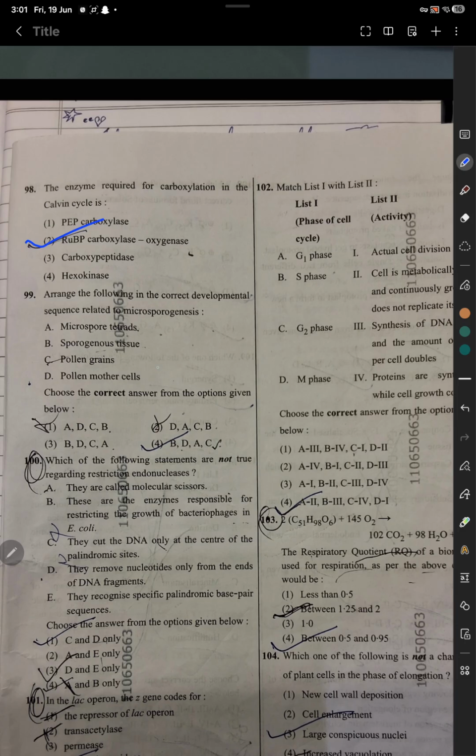So you're gonna arrange all this. As you know, first is the sporogenous tissue, then pollen mother cell, then microspore tetrad, and then pollen grain last. So option number 4 is your correct answer. We can even mark it here like this as number 1, this 2, for your convenience, so that you don't make a mistake in your exam.